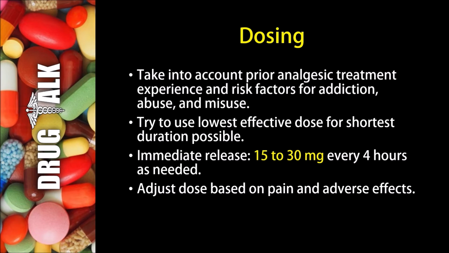Now for dosing with morphine, the first thing that we have to note here is that you have to take into account prior analgesic treatment experience and risk factors for addiction, abuse, and misuse. We want to try to use the lowest effective dose for the shortest duration possible. If somebody is using the immediate release formulation, they may use 15 to 30 milligrams every 4 hours as needed, and then they could adjust the dose based on pain and adverse effects.